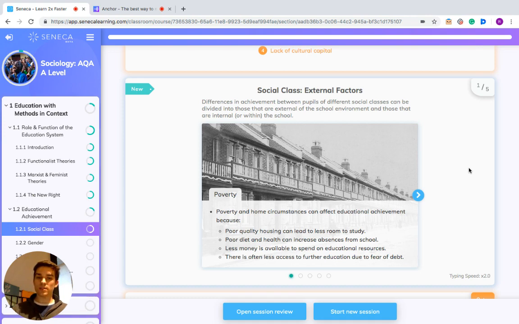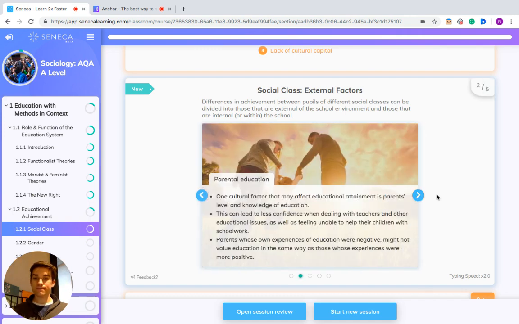So to take a bit more of a deeper look at some external factors, poverty and home circumstances can affect educational achievement because, first of all, poor quality housing can lead to less room for young people to study. A poor diet and health can increase absences from school. Less money may be available to spend in these households on educational resources. And there is often less access to further education because people from these households are fearful of the debt that it will create.